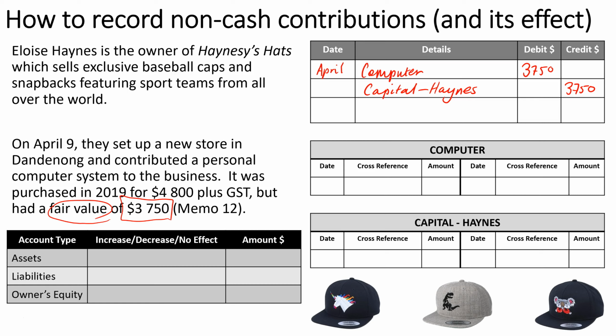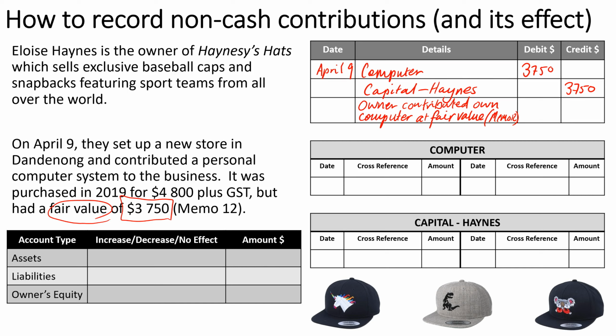Now when I look at this next part, I have to do a narration. So my narration is just an explanation of what this transaction is. So I could simply say, owner contributed own computer at fair value. So I'm saying what was contributed and what was the valuation that was used. And of course I'm going to put my source document as evidence, so memo 12. So that's going to occur on April 9. I've got my debits and my credits.